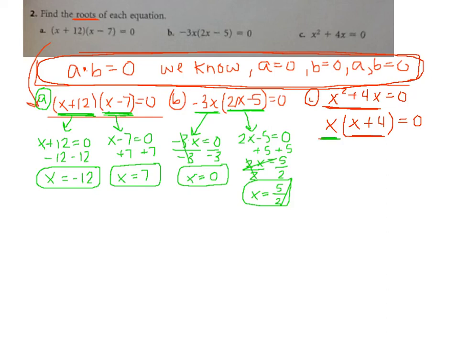So, again, we set each factor equal to 0. So x equals 0, that one was easy. That's one of our roots. And then the second part equal to 0, x plus 4 equals 0. To undo that, you need to subtract 4 from both sides. So x equals negative 4. That's our second root for problem C. So when it says find the roots, that just means find the solutions of the equation. And if the equation equals 0, we need to find what x values we can put in there to make that equation equal to 0.